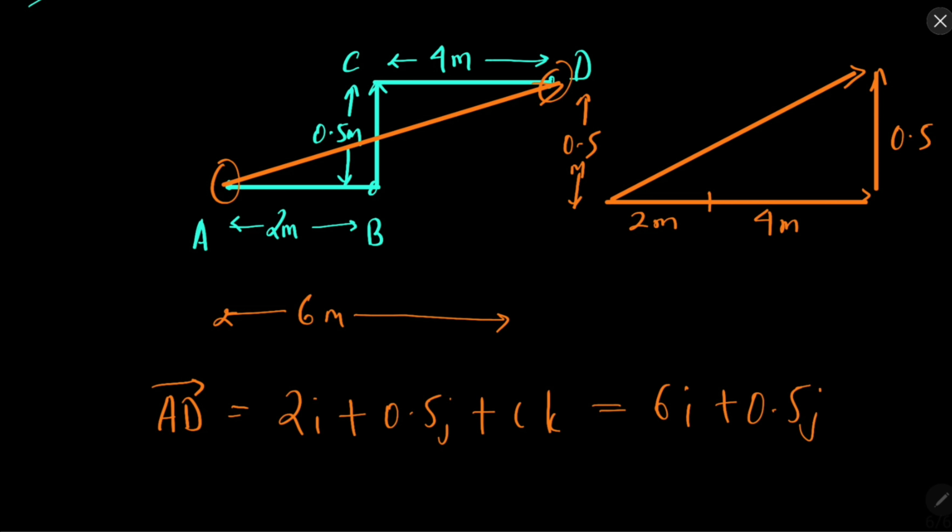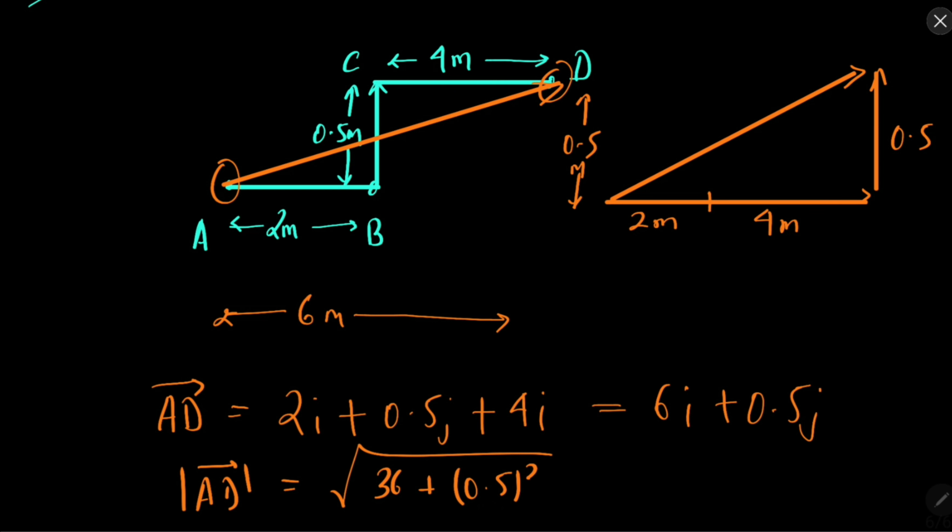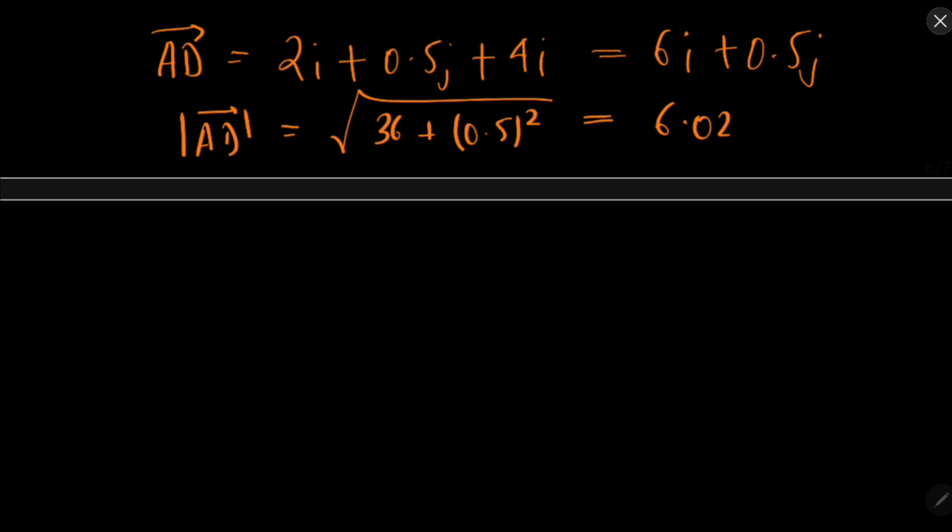This k is 0, but let's remove this, and we have 4i. 2i because x direction, this is 4i because again x direction, and this is 0.5 j because in y direction. So we will get this thing. So the resultant will be root of 36 plus 0.5 square. 6 square is 36, remember. Once you solve this, you will get 6.02 units. Whatever the units are, kilometer, meter, whatever the units are.